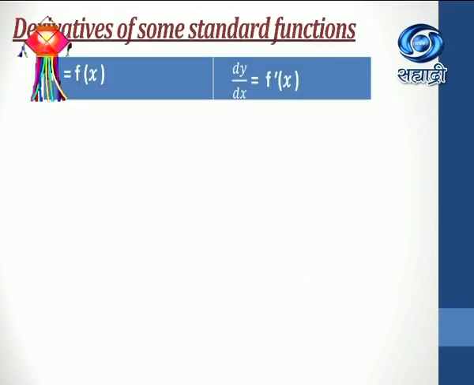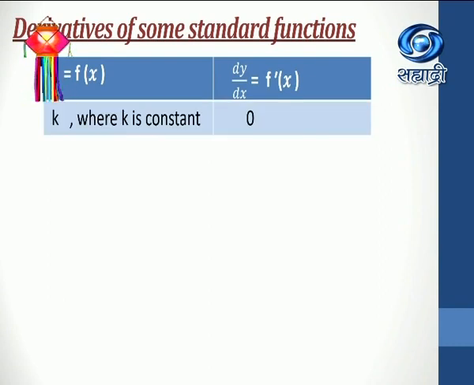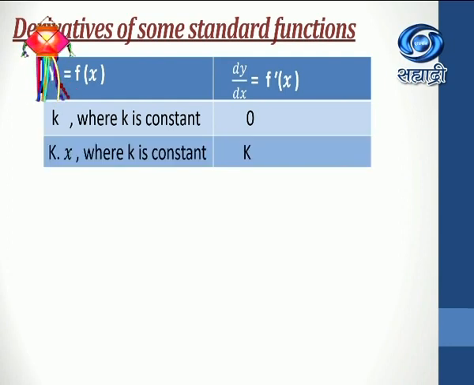Let's recall derivatives of some standard functions. First function k, where k is constant. Its derivative is 0, meaning derivative of any number is 0. Derivative of 10 is 0, derivative of minus 2 is 0, derivative of 1 upon 2 is 0, derivative of e, which is constant, is 0. Second function is k into x, where k is constant, then its derivative is k, meaning the coefficient of x. So derivative of 10x is 10. Derivative of minus 5x is minus 5. Derivative of x is 1 because the coefficient of x is 1. Derivative of minus x is minus 1.